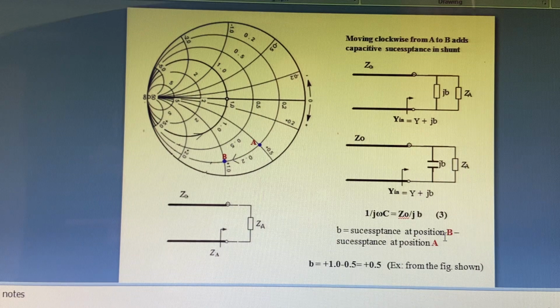The susceptance at position B is plus 1. For the susceptance at position A, you have to read the susceptance circle value passing through this point, that is plus 0.5. Similarly here, the susceptance circle value passing through point B is plus 1. So it is plus 1 minus 0.5, that is equal to plus 0.5. We substitute that in equation 3, and we will get the value of the capacitor added in shunt with ZA.